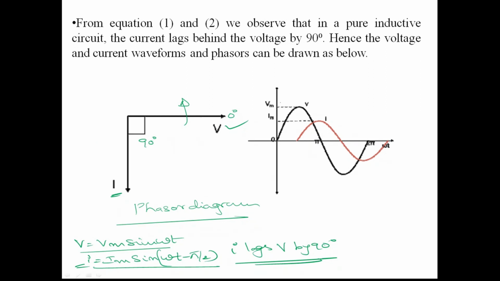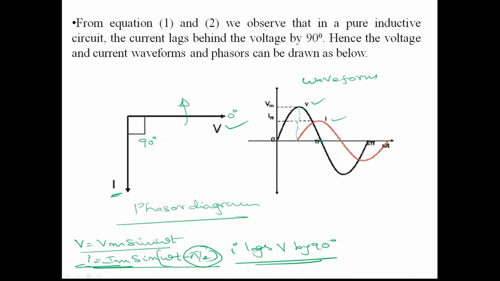And if you look at the waveform of voltage and current, this is the voltage waveform, this is the current waveform. We can represent it like this. See here, the voltage waveform is starting from 0 and attains a maximum at some point and it comes to 0 here. So this is a sinusoidal wave. But whereas current, as we know from this expression, is lagging by an angle of 90 degrees.